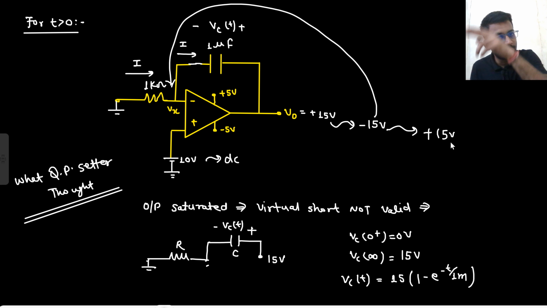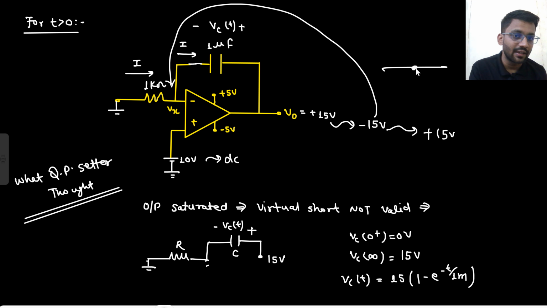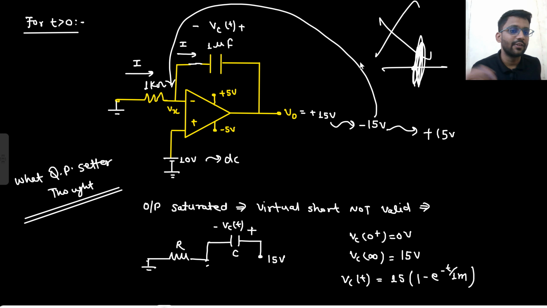Again plus 15 will go, output will be minus 15. Plus 15, minus 15, everything is happening at t equals 0 plus only, at this node only. The circuit itself is wrong. It cannot happen. It is not possible. The circuit is not even working. Plus 15, minus 15, plus 15, minus 15 is flowing in the loop, and that also at t equals 0 plus only.